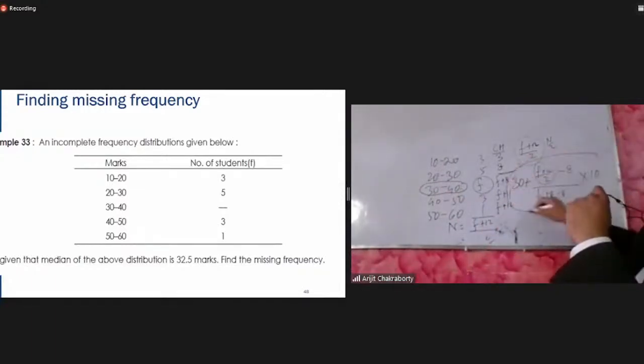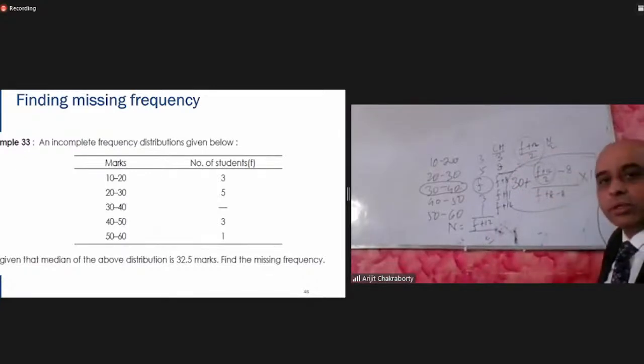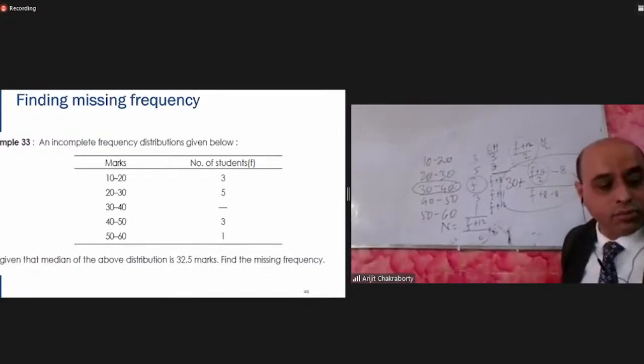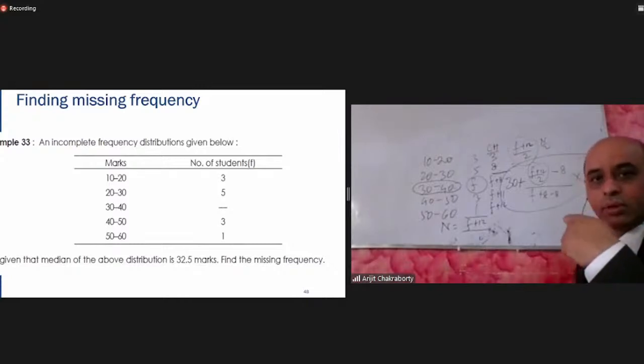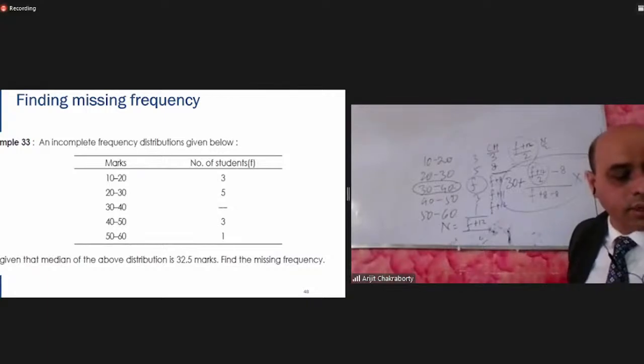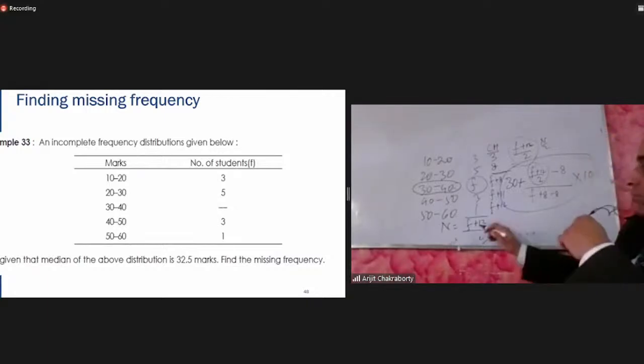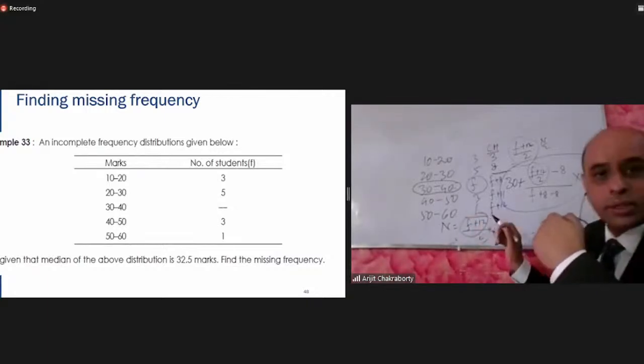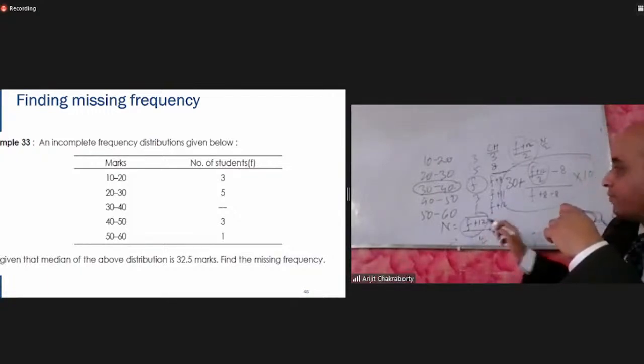This calculation which we have done should be equal to 32.5. It has to be equal to 32.5. Okay. Yes, Shiva, total n is 12 plus f, f plus 12. Yes, correct. You have arrived at the correct figure here.